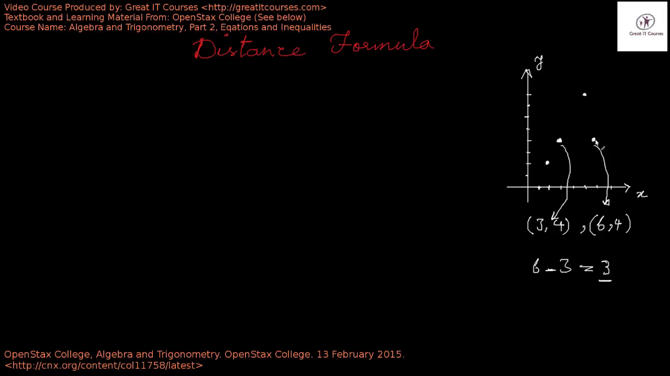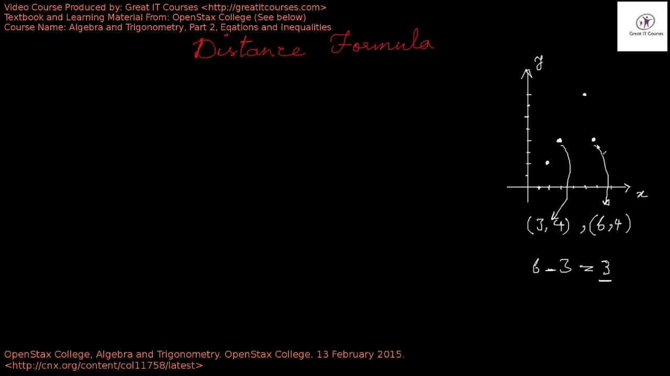Even if you wanted to check that, you could simply count the number of units between the 2 points. So you start going from here in a horizontal direction, 1, 2, and 3, and you reach this point. So the distance between these 2 points is 3 units.